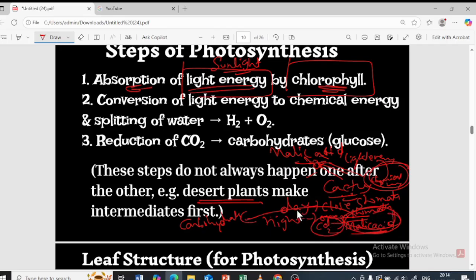Later in the morning, what is going to happen? In the daytime, obviously the stomata is going to close, and by using the light energy, the light energy is converted into chemical energy after absorption by the chlorophyll pigment, and this malic acid is converted into glucose. So it takes place half and half, not at a time.